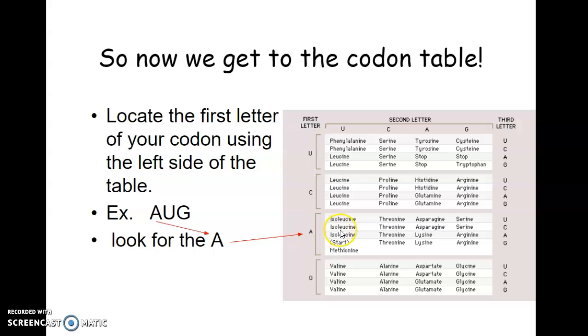First letter is A, so we're going to be in this section here. The second letter is U. Well, that narrows it down to these right here. And then the third letter is G, so find the G and come straight across here. And that's going to be methionine. And methionine would be that start codon. That would be the amino acid that would start the protein. So AUG is the start codon. For all protein synthesis, AUG is going to be the start codon. So the first amino acid is going to be the methionine. A, U, G.